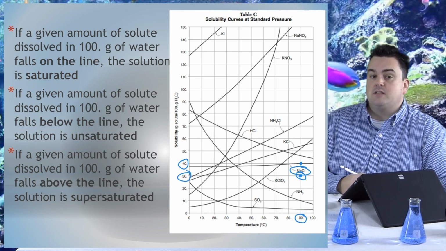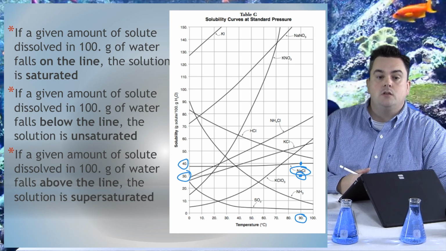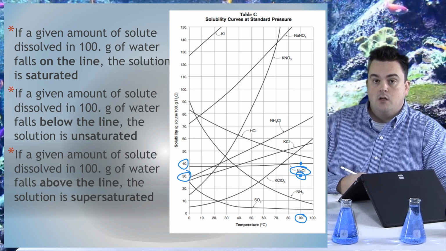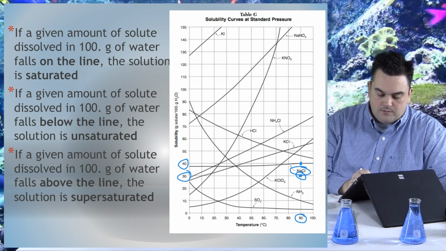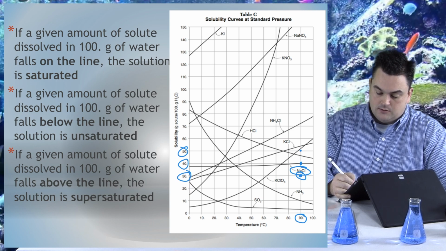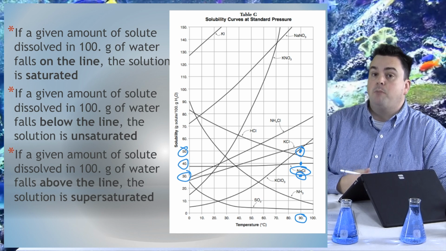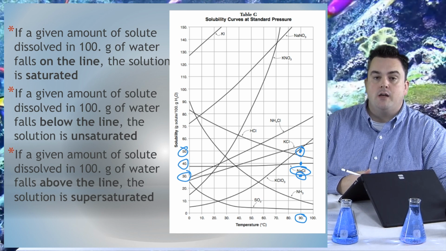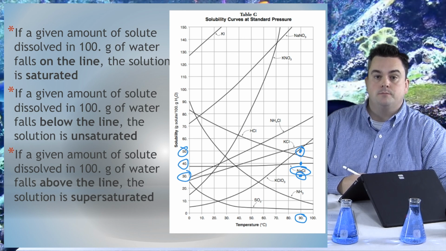If a given amount of solute dissolved in 100 grams of water falls above the line, the solution is supersaturated. So in this case, same solution, same temperature, but we're going to say 50 grams this time. Now 50 at 90 degrees Celsius falls above the line for NaCl. And since it's above the line, it's holding too much. It's holding more than it should. And this is what supersaturated means.